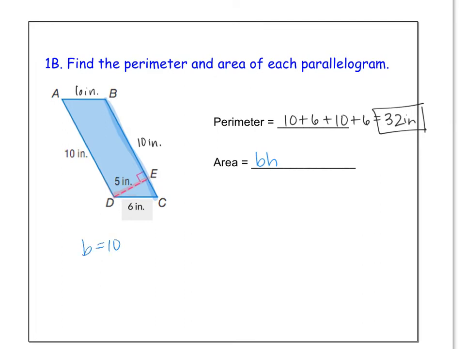Base is 10. Height is 5, and the reason I think that is because they're the two that, if you look at them, the 10 and the 5 meet at 90 degrees. You can see that little 90-degree box in here. See that in there? Okay, so here we go. We're just going to write 10 times 5, which is 50, but your label has to be inches squared. Area always has to have square units.